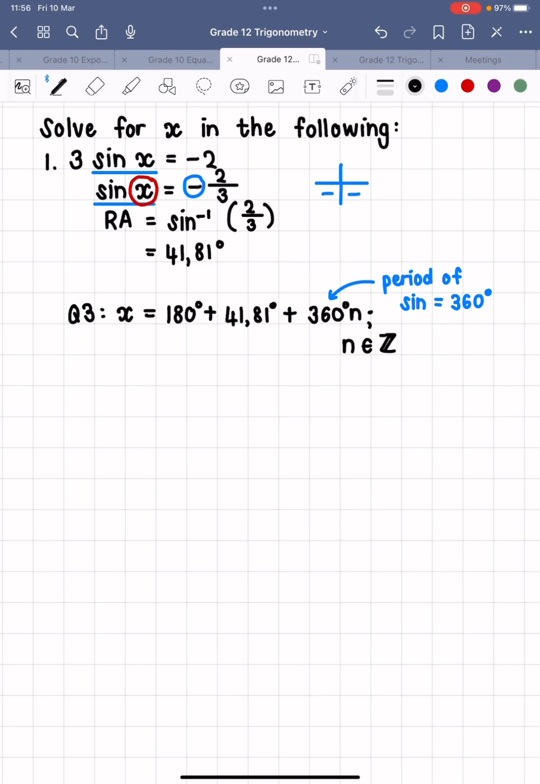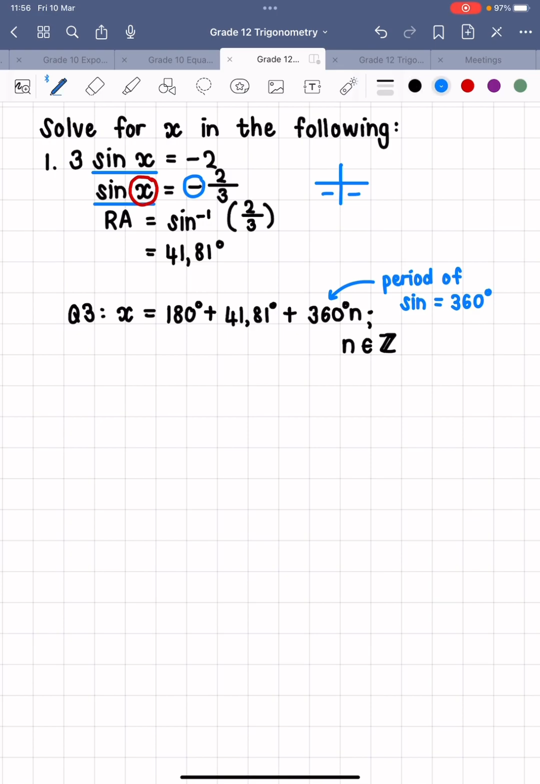You guys remember that? Does that look familiar? Because when we are getting specific solutions, remember we sub in n values into this equation. We make n equal to 0, 1, negative 1, 2, negative 2. Okay, we'll do that later. We're not doing specific solutions now. But n must always be an element of integers.